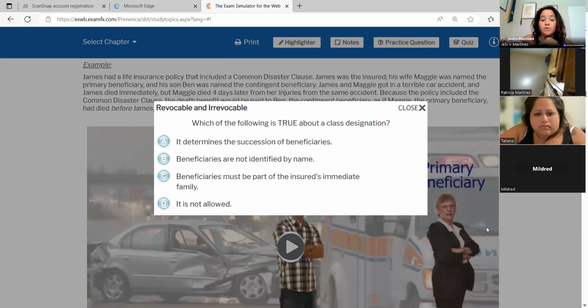Which of the following is true about a class designation? A, it determines the subsection of beneficiaries. B, beneficiaries are not identified by name. C, beneficiaries must be part of the insured's immediate family. D, it is not allowed.